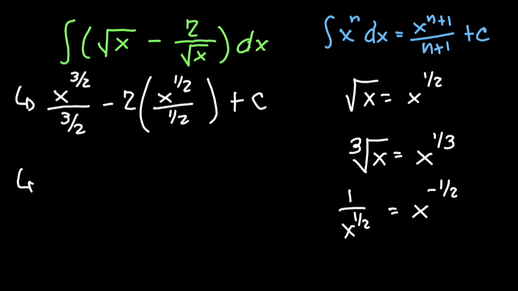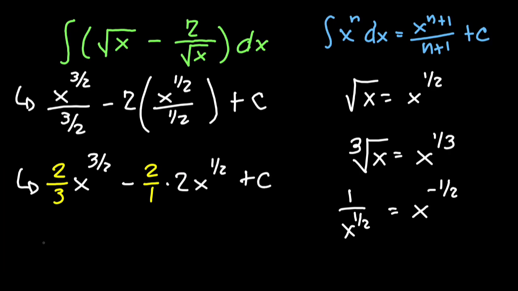Thus, let us simplify this. 3/2 will reciprocate if we want to move it into its numerator: 2/3 multiplied by x to the power of 3/2 minus the 1/2 in here. Reciprocate this again: 2 over 1 multiplied by 2x to the power of 1/2 plus c. Thus, the final answer here would be equal to 2/3 x to the power of 3/2 minus 2 multiplied by 2, which would be 4x to the power of 1/2 plus c.